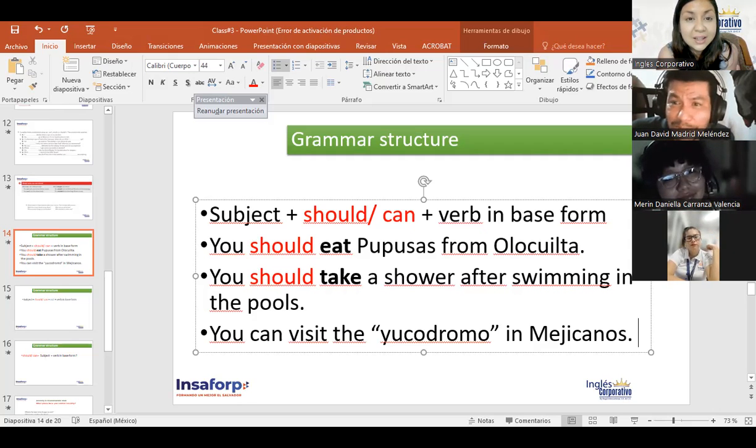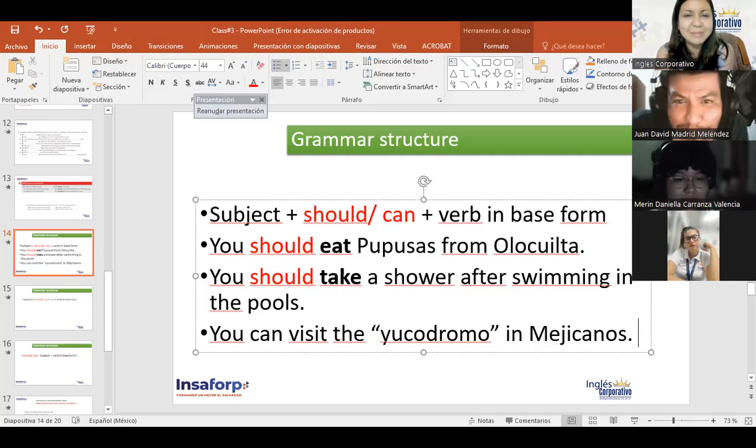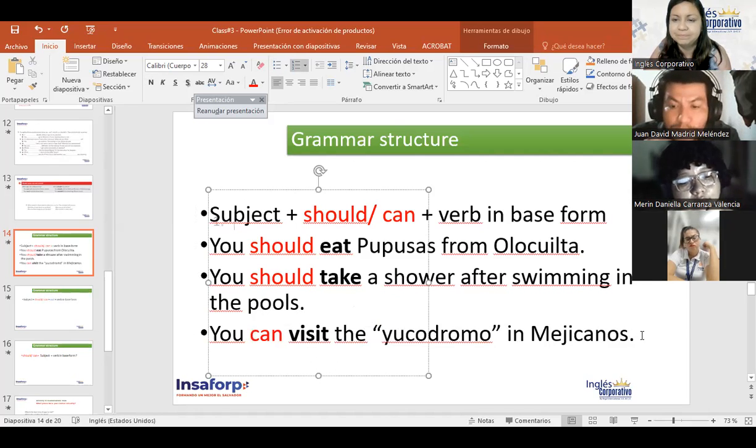The yuca is very soft and they can serve it with everything you want, pork, accompanied by everything you want. So you can eat yuca with whatever you want. Fish, fried fish, or pork. And you can go to Salcuatitán. It's also a place where you can eat delicious yuca. But Mexicanos is in San Salvador, right? So we have can and the verb visit, right?